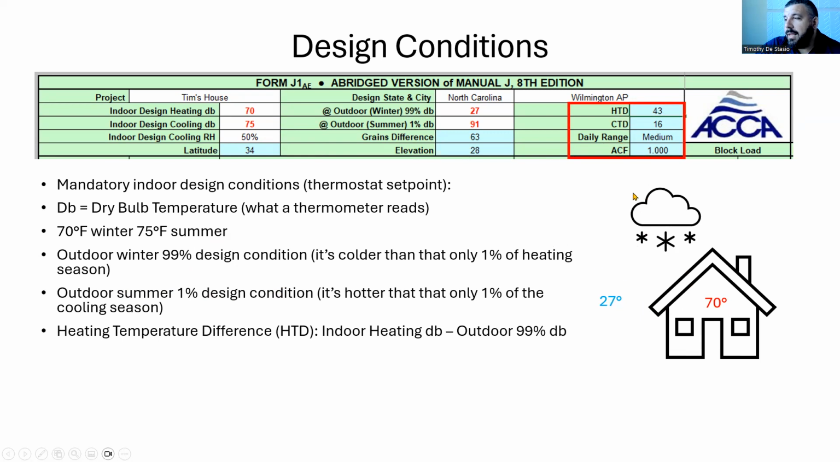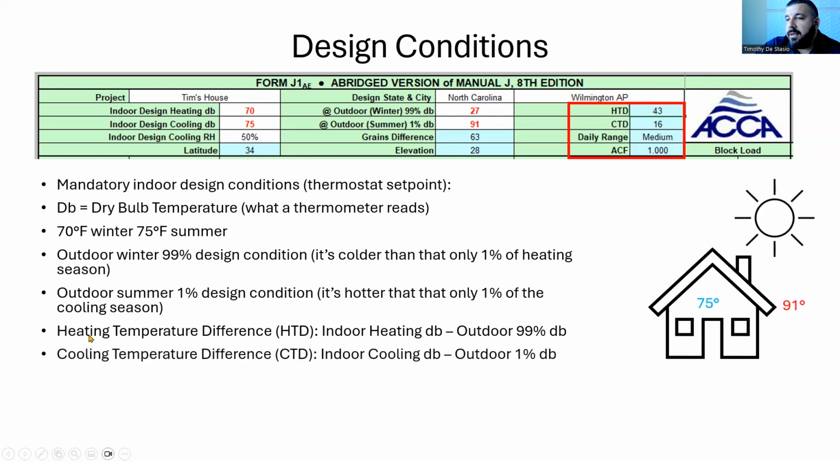A much colder climate, where it maybe gets down to 5 degrees in the winter, would have a 65-degree heating temperature difference. And that matters as far as how quickly that house cools off. And then the same thing in the summer: cooling temperature difference is our outside design conditions minus our indoor design conditions. We don't see as much variation here in the United States.